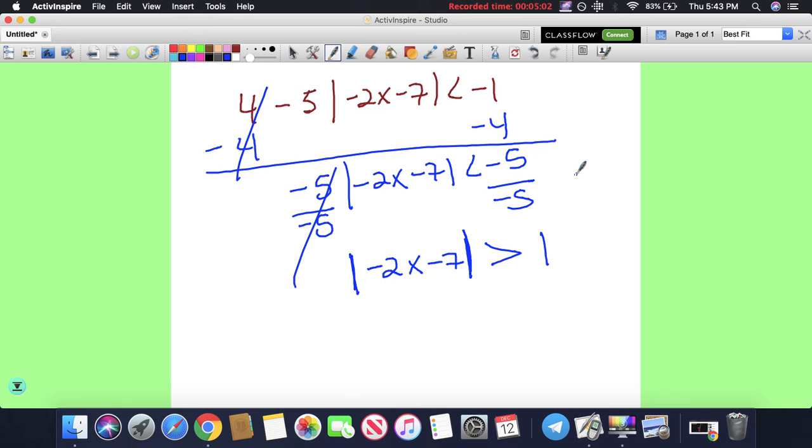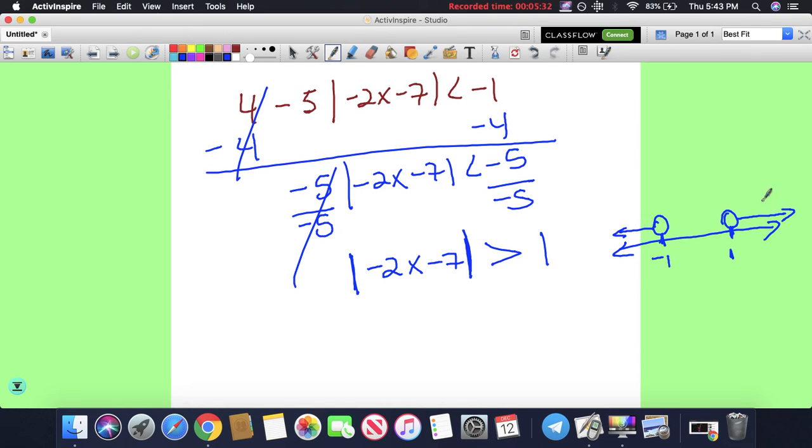Now we can finally get to solving the problem. We have to ask ourselves, when is the absolute value of something greater than 1? Let's put a 1 over here. Is the absolute value of 1 greater than 1? No, it's not. But is the absolute value of 1.0001 greater than 1? Yes, it is. So we're talking about all the numbers to the right here, as well as every single number to the left of negative 1.